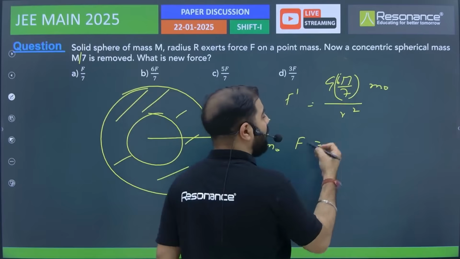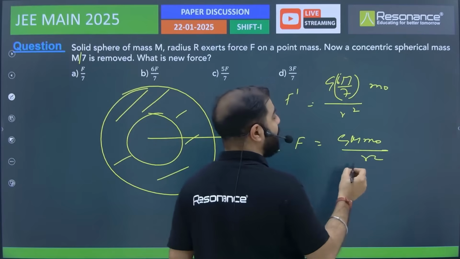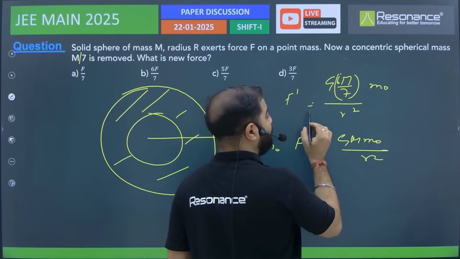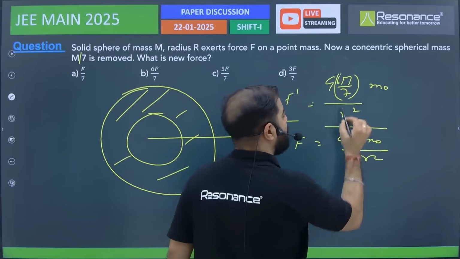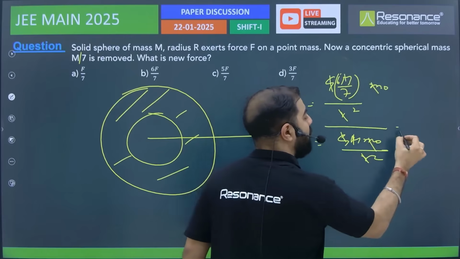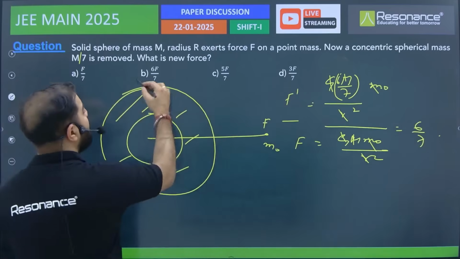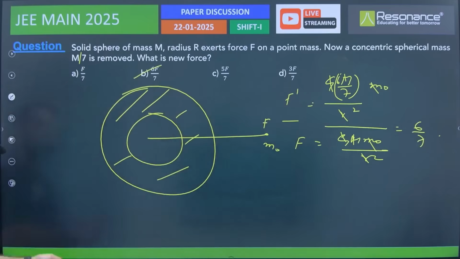That's the new force, and the original initial force into m naught. The initial force was G m into m naught by r square. That was the initial force, right? So we can see the ratio F dash by this: G r square m naught, m cancel, that will be 6 by 7. Okay? So force will be 6F by 7. Okay? Going for the next question.